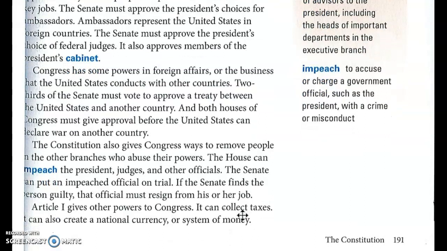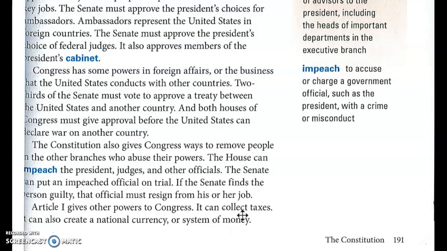Congress has some powers in foreign affairs, or the business that the United States conducts with other countries. Two-thirds of the Senate must vote to approve a treaty between the United States and another country. And both houses of Congress must give approval before the United States can declare war on another country.